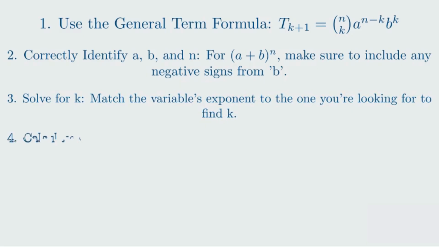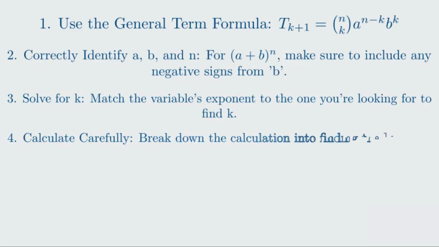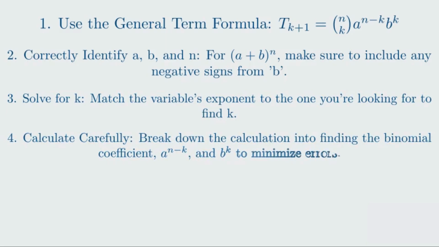This value of k is what you'll use for the rest of your calculations. And finally, calculate everything carefully. Break down the binomial coefficient, the powers of a, and the powers of the sign into separate parts to avoid mistakes. Following these steps will allow you to find the coefficient of any term in any binomial expansion without having to do all the multiplication.